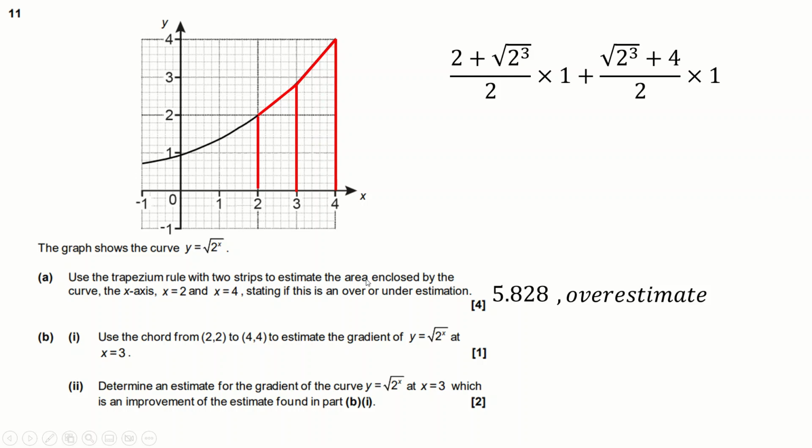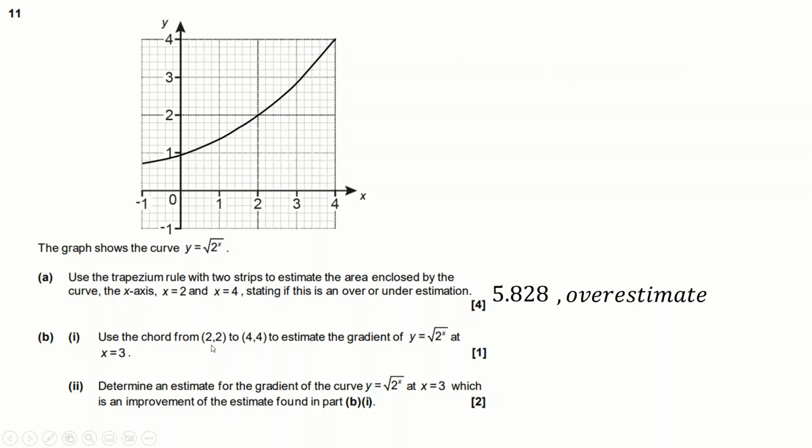Good. Next bit, you can also just use the formula that's given in the formula book, but who cares? Using a chord from 2, 2 to 4, 4, estimate the gradient at x equals 3. Well, the gradient here is clearly just 2 divided by 2, which is 1. Amazing. Determine an estimate that's better than the one that you just did.